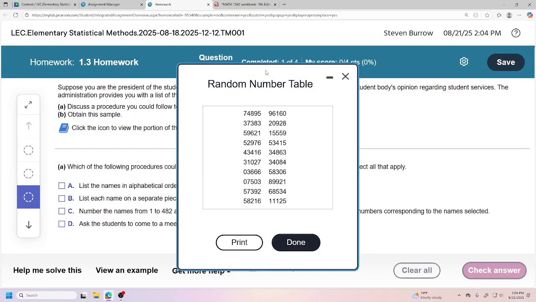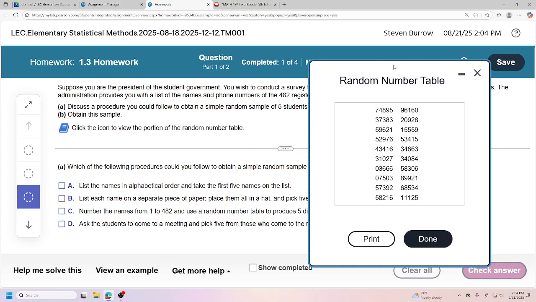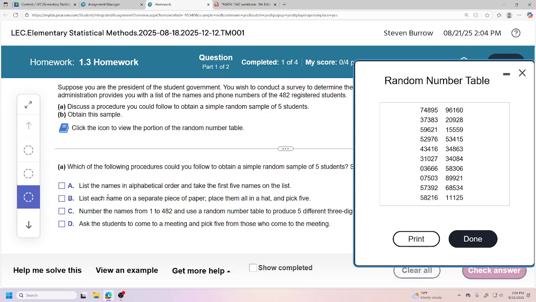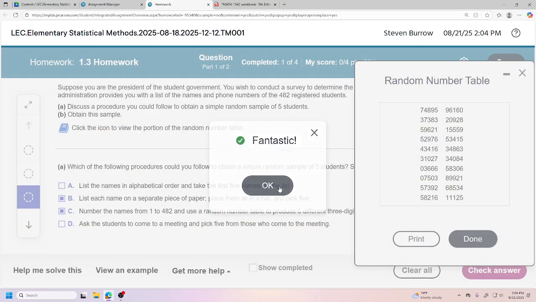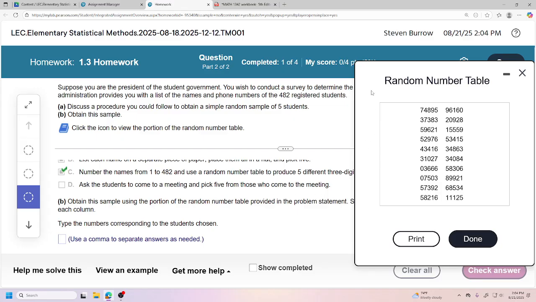Let's see another one of these. Ah, I had to click on it. There it is. There we go. We're going to do this now. Here it is. All right. So it says, how do you get a random set of stuff? Do you list all the names and pick the first 5? How about you list them out in a hat and you pick 5? Hats. They're always random. For some reason, they're always random. Use a random number table. Is that random? Let's call it, yeah. And then you ask somebody what they like. No. So they're saying obtain a sample for these numbers that are 482 or less from this thing.